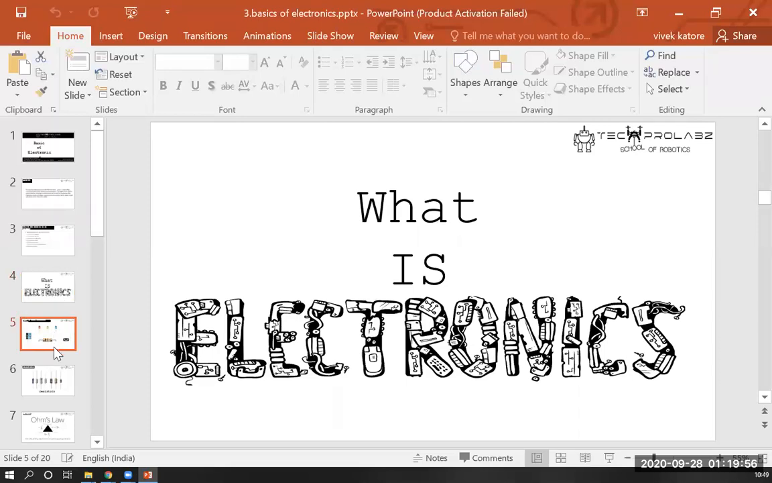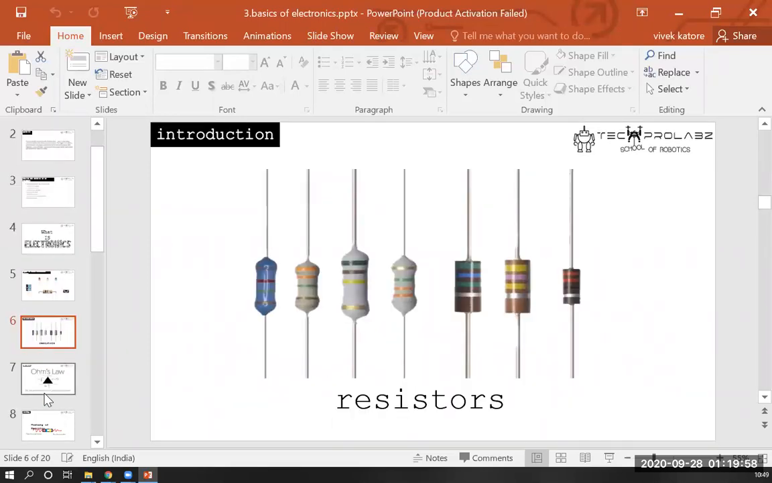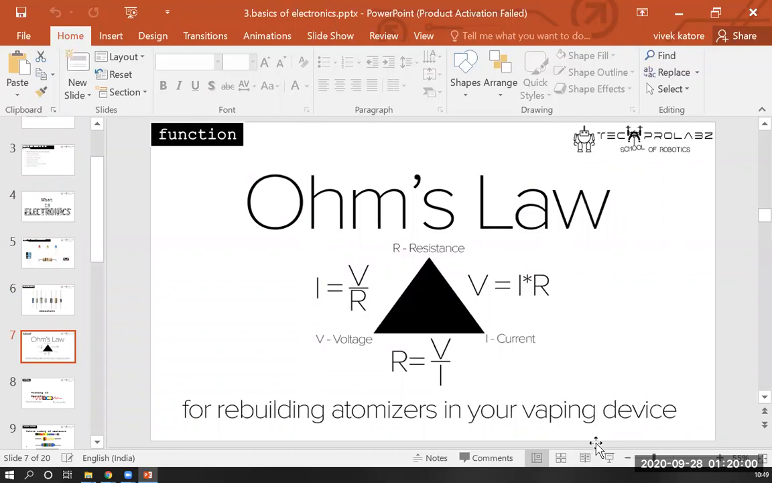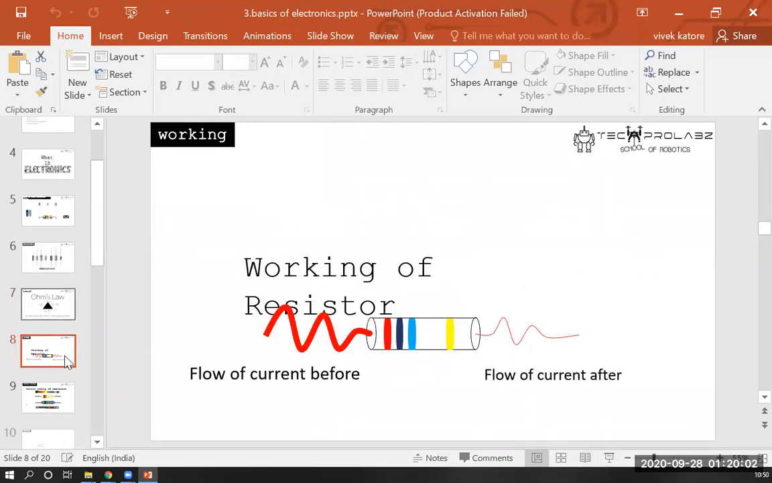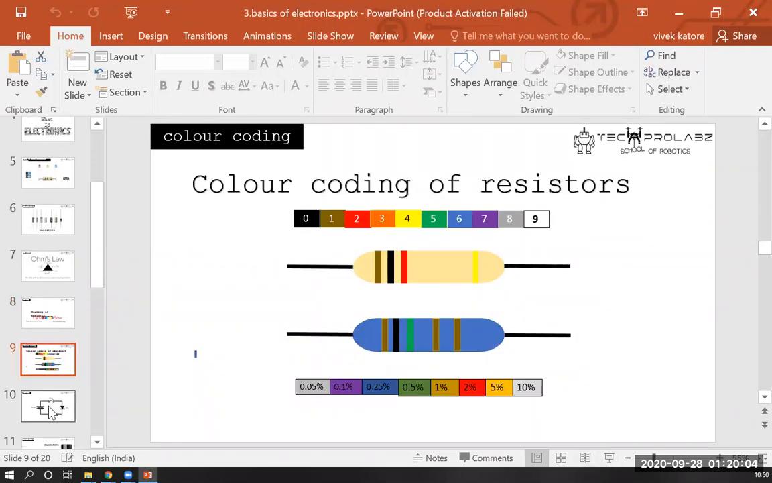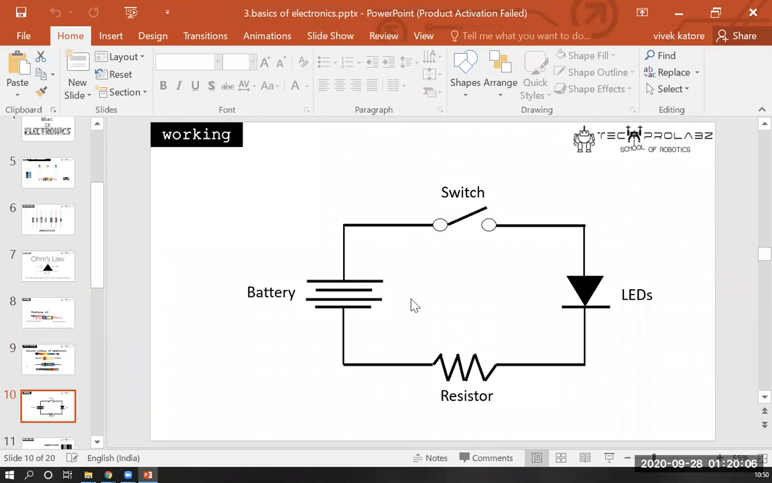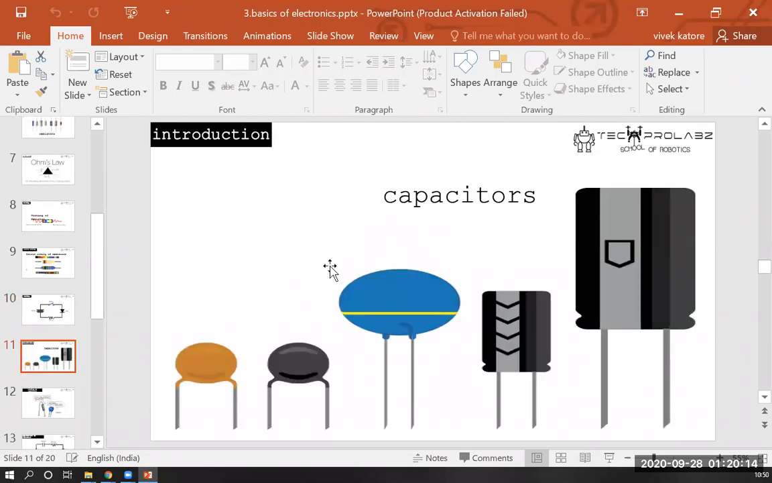So we have some resistors, right? Then Ohm's law, we have also seen just as a formula. Then we have tried this circuit, right? We have connected a battery with a resistor, LED, and switch. Then we will see more about capacitors.